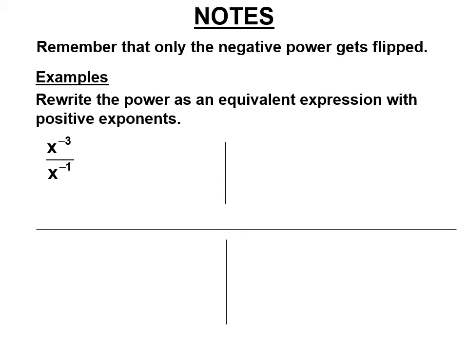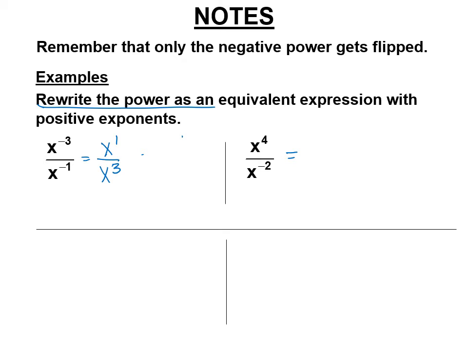Right, we're going to start mixing things up here. So this says rewrite the power as an equivalent expression with positive exponents. So, right, we flip this over here and we flip that there. They're equivalent, right? This one, it doesn't say simplify it, so I'm leaving it there. If it said simplify it, you would keep going and get 1 over x squared. That's not what it says.